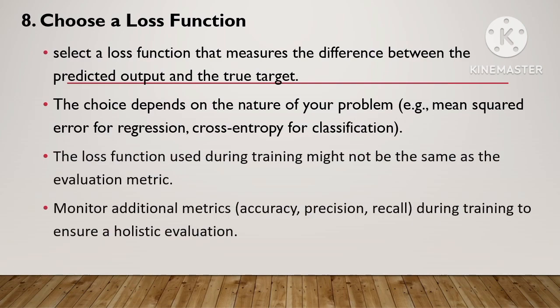It will be different. The loss function used during training might not be the same as the one that is used as the evaluation metric. You should monitor additional metrics like accuracy, precision, and recall during training to ensure a holistic evaluation. And you see that the choice of output activation function often influences the choice of the loss function.